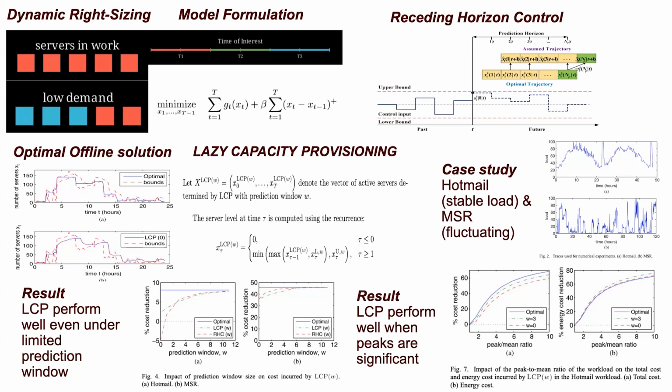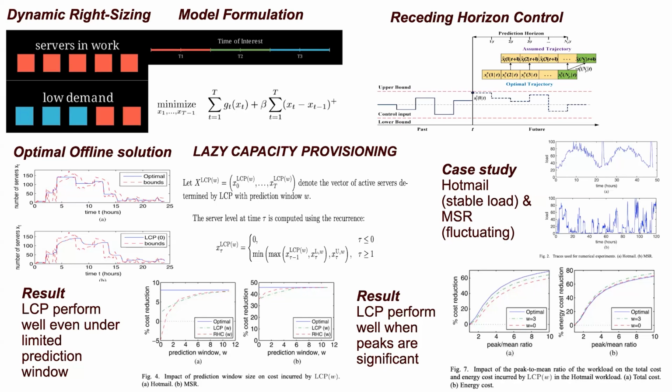On the other end of the spectrum, the optimal offline solution assumes complete knowledge of the future workloads. It delivers the lowest possible cost by planning globally and changing capacity only when necessary, but it's purely theoretical. Our focus is on lazy capacity provisioning, a practical online algorithm that mimics the structure of the offline solution without needing predictions.